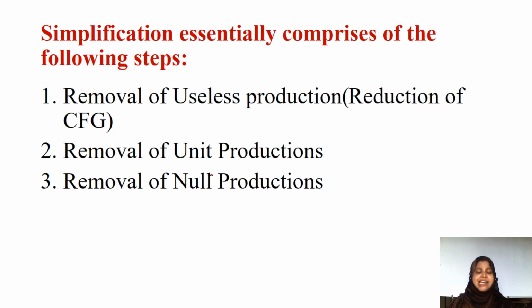Generally, there are three steps while performing simplification of CFG. First one is the removal of useless productions, which is the reduction of context-free grammar. Second one is the removal of unit productions. Third one is the removal of null productions. These three are the essential steps for simplifying the CFG. First we remove the useless productions, then the unit productions, then the null productions of the given context-free grammar.